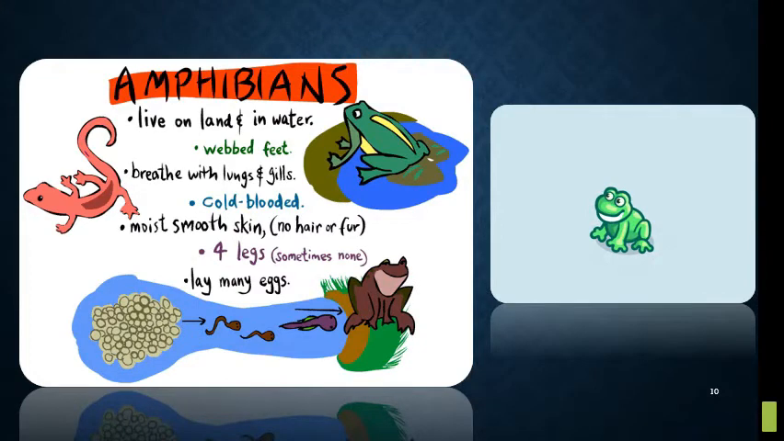They have four legs. Sometimes they don't have any leg. But they lay many eggs. Ellos ponen muchos huevos. So these types of animals, when they reproduce, they lay eggs. Ellos cuando se están reproduciendo, ellos dejan sus huevos.